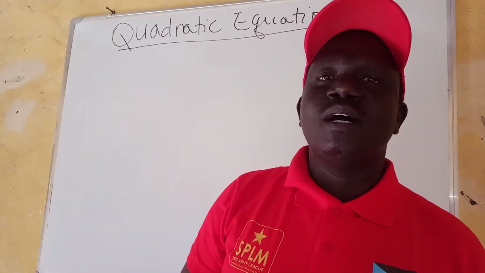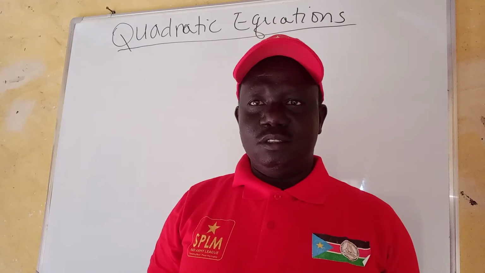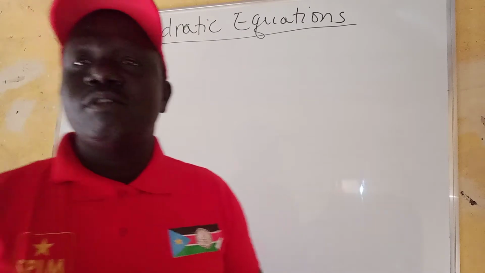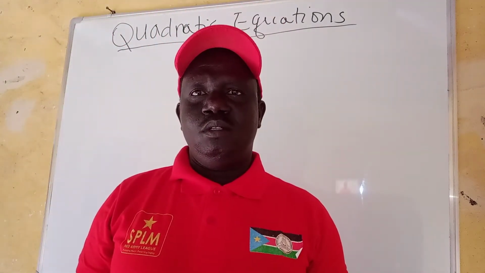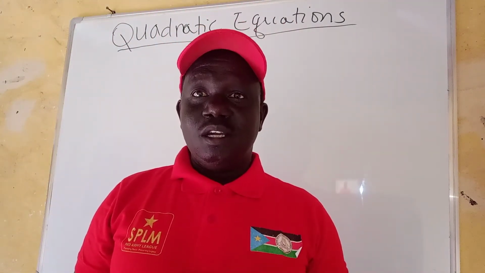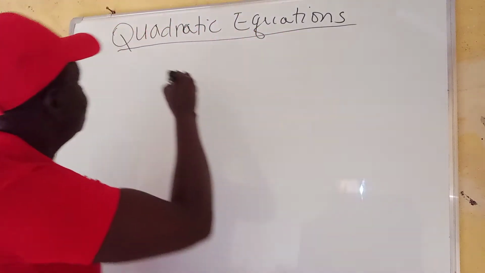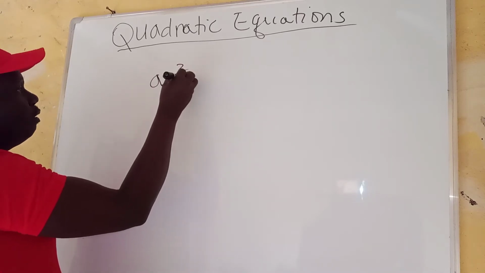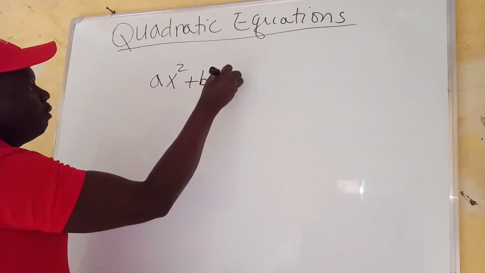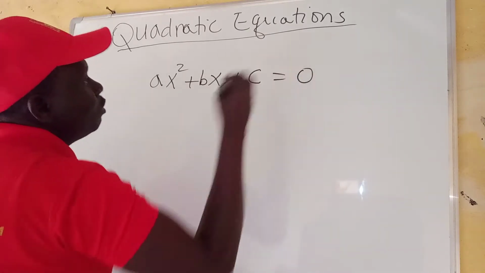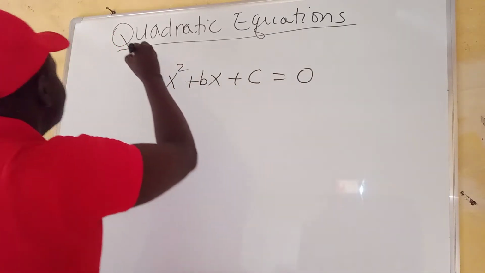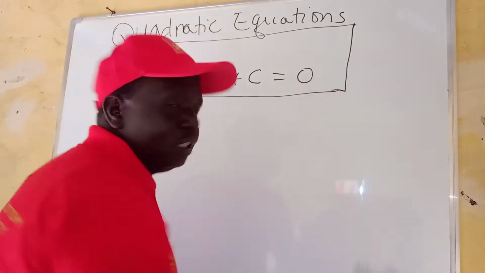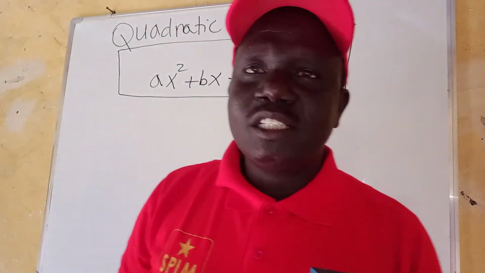Today we are going to discuss quadratic equations. Quadratic equations are equations of highest degree 2. Quadratic equations are of the following form: ax squared plus bx plus c is equal to 0. This is the form of quadratic equations.